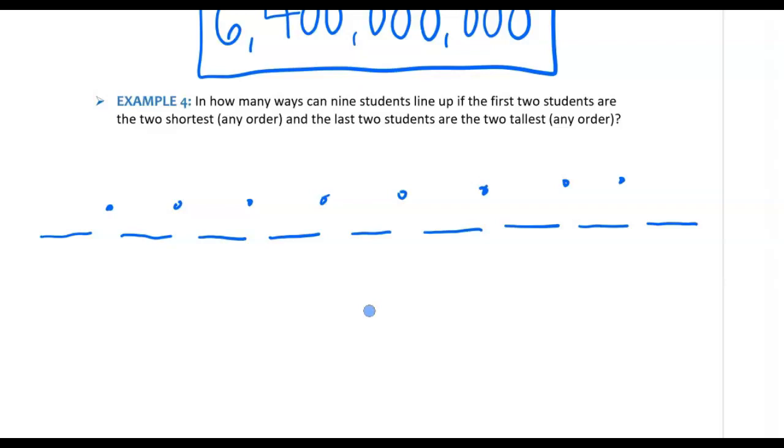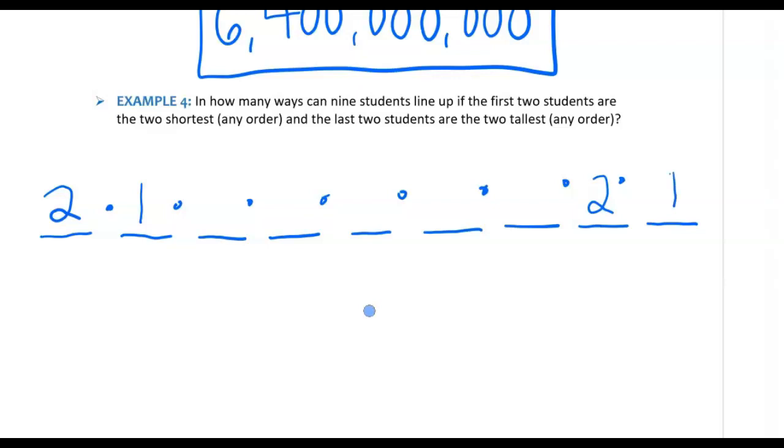So for the first spot, there are 2 options for students, and for the second spot, there would then be 1 option. Again, for the last two students, you have the two tallest students, any order. So the second to last position, you have two possible students that can be placed there, and for the last student, there is one possible option.